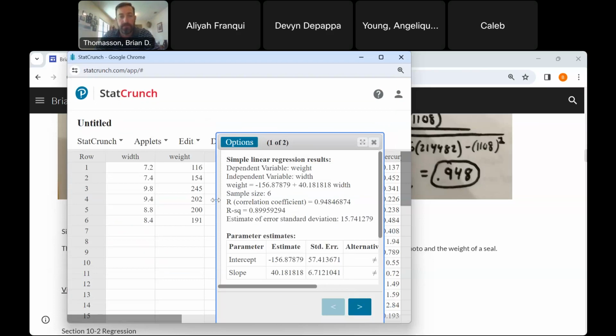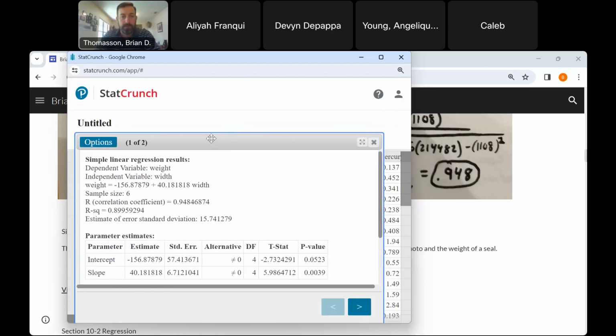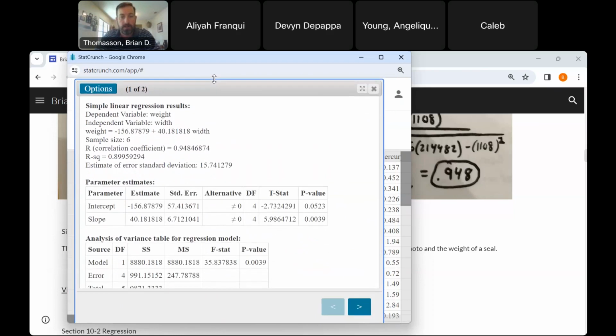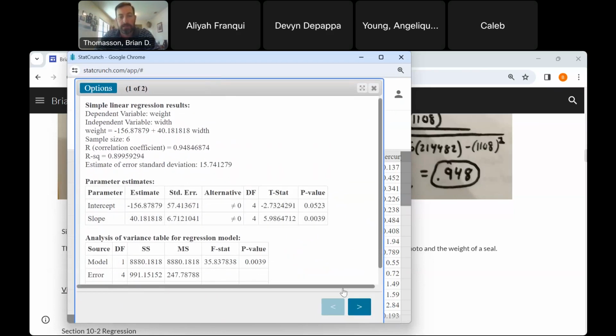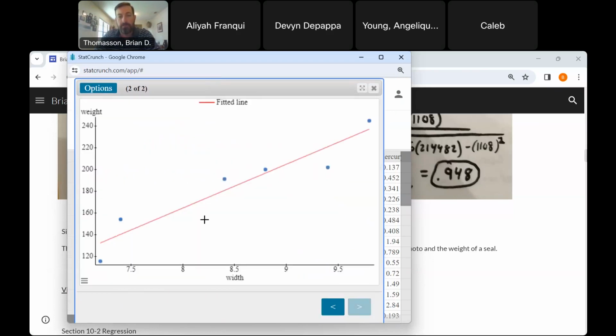Now we're going to have a really big output for this. Okay, and it's actually 2 pages. The second page is a graph of those points. And we can see a pattern to those points. As the width of the seal goes up, so does the weight. Okay, which makes sense. The bigger the seal, the more it's going to weigh.